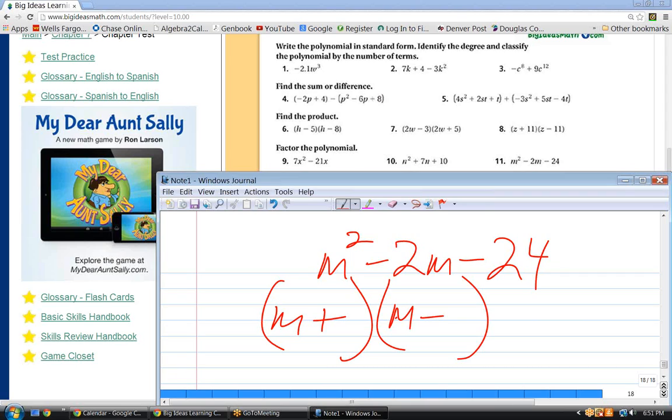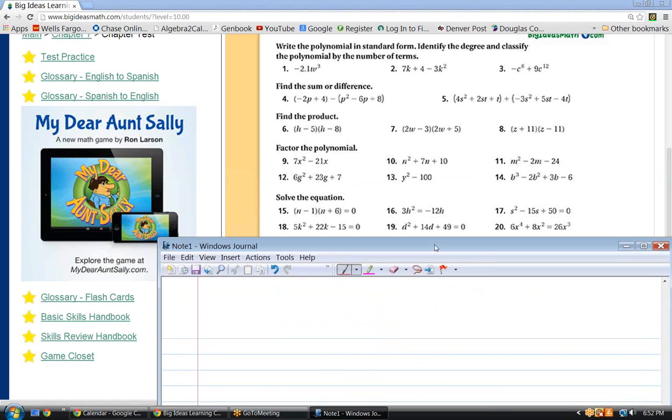12 and 2. What do the two numbers need to do? They need to multiply to 24, but what else do they need to do? Subtract to make 2. Okay, does 12 and 2 work? I don't think so, no. 12 and 2 definitely don't subtract to 2. Is it 6 and 4? It is. Where's the 6 go? The second one. Good. That's plus 4m minus 6m gives you minus 2m. All right, what else we got here?